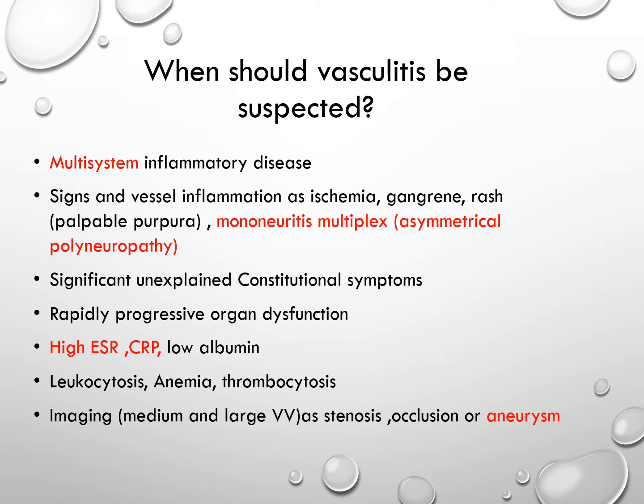Rapidly progressive organ dysfunction could also be a part of vasculitis, and leukocytosis, thrombocytosis with anemia are part of ongoing inflammation, vasculitis-related or other. It's not specific. Unfortunately, all of these findings are not specific to vasculitis. However, they can alert you that we may have vasculitis, with other differential diagnoses in the list. Imaging showing stenosis and occlusion as well as aneurysm can also help suggest underlying vasculitis.